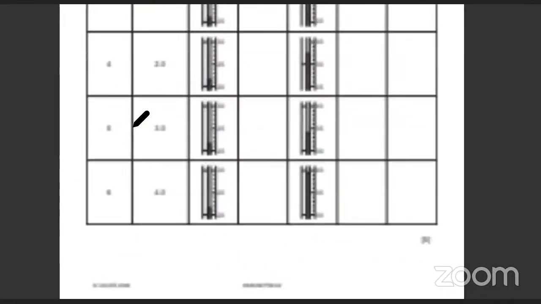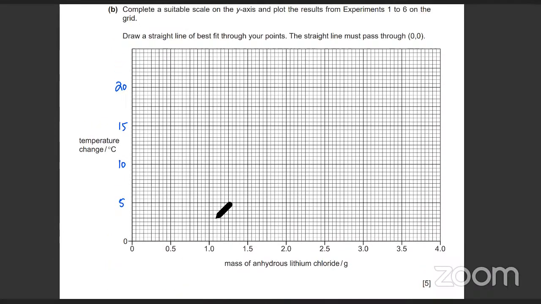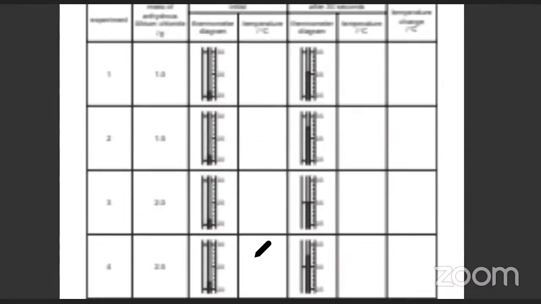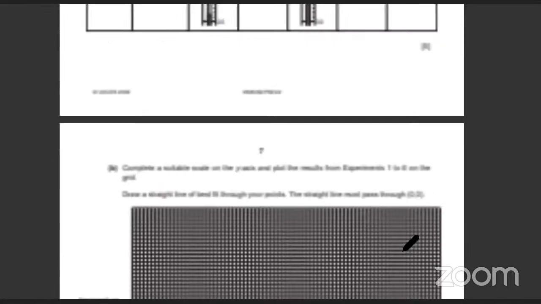So I'm going to plot these values quickly. At 1 gram it was 4.5. So where would you have 4.5? 4.5 would be over here. Then at how many grams was it 6.5? Then at 0.5 intervals. So at 1.5 it's 6.5, then 9.